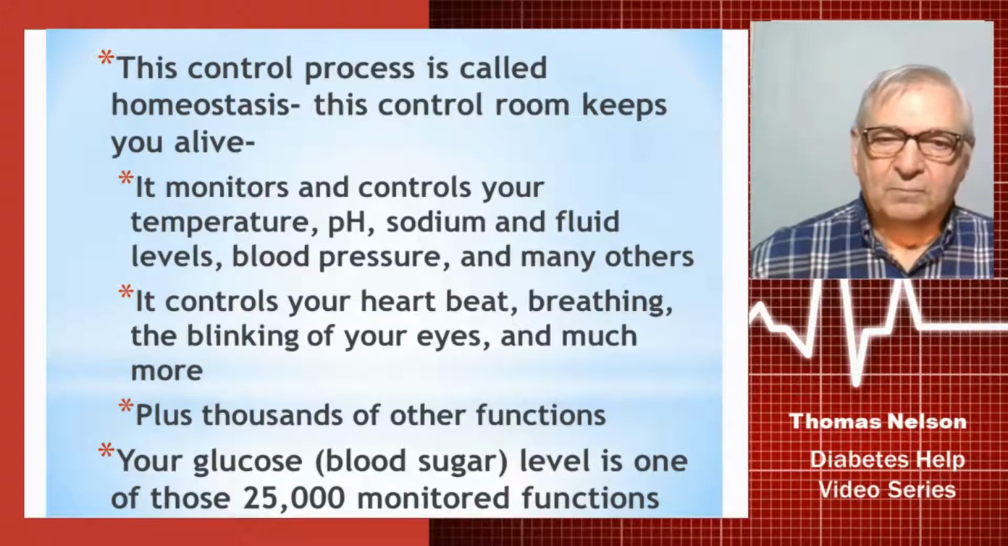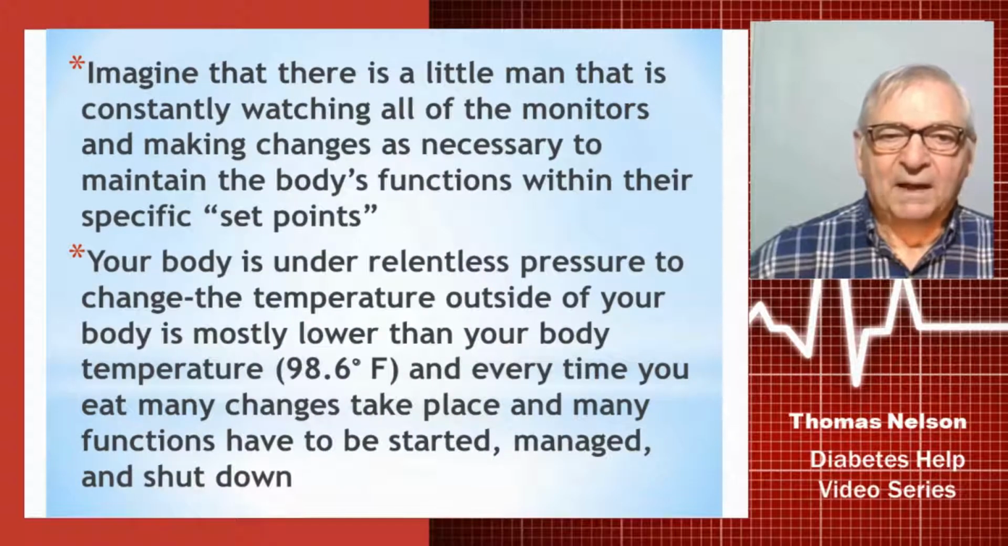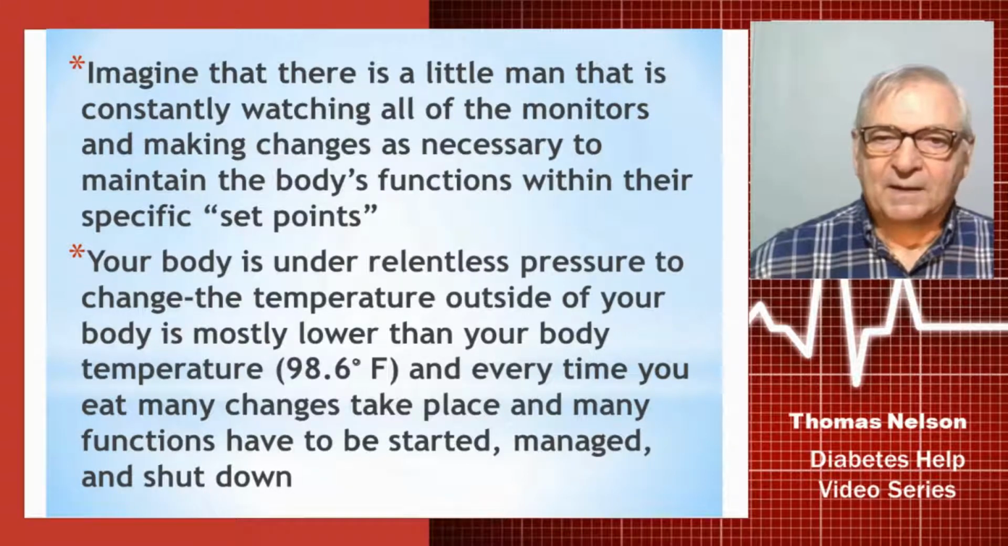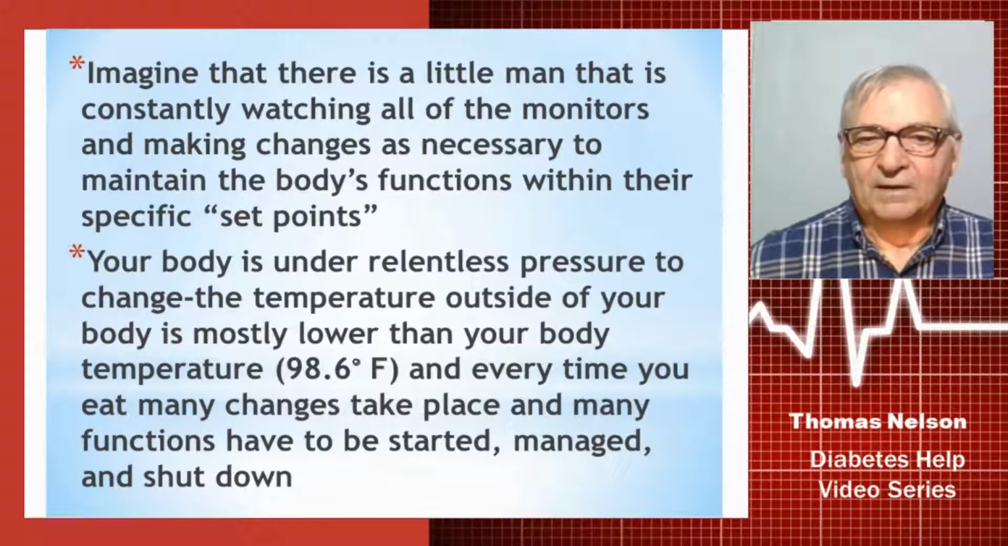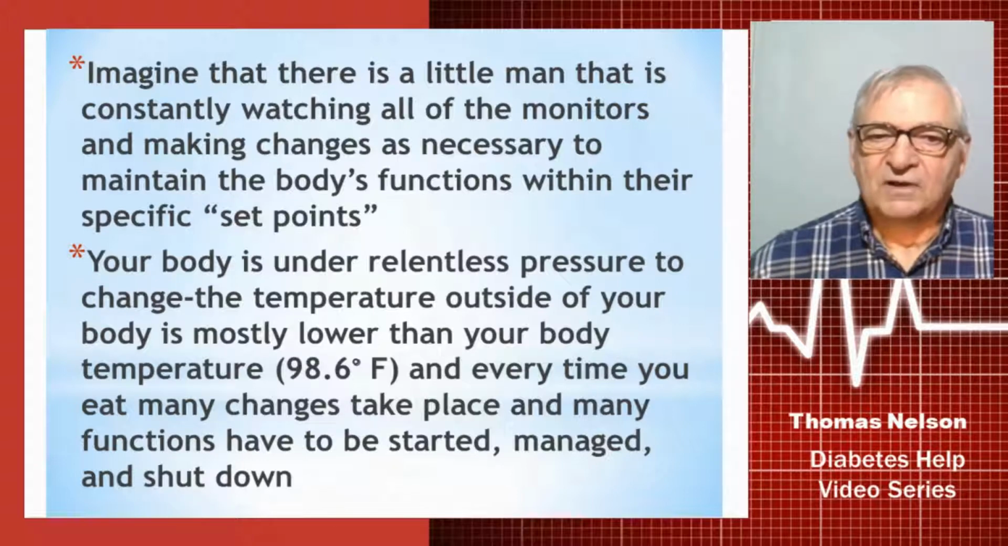So your glucose, your blood sugar, the level of it is one of those 25,000 monitored functions. Imagine, again, that this little man is constantly watching all of these monitors, and he's making changes as necessary to maintain those bodily functions within those set points that I talked about. So your body is under a relentless pressure to change. The temperature outside your body is mostly lower than your body's temperature. Your body's temperature is 98.6 degrees Fahrenheit, and very rarely is the temperature outside of your body at that height or hotter. Usually it's cooler.